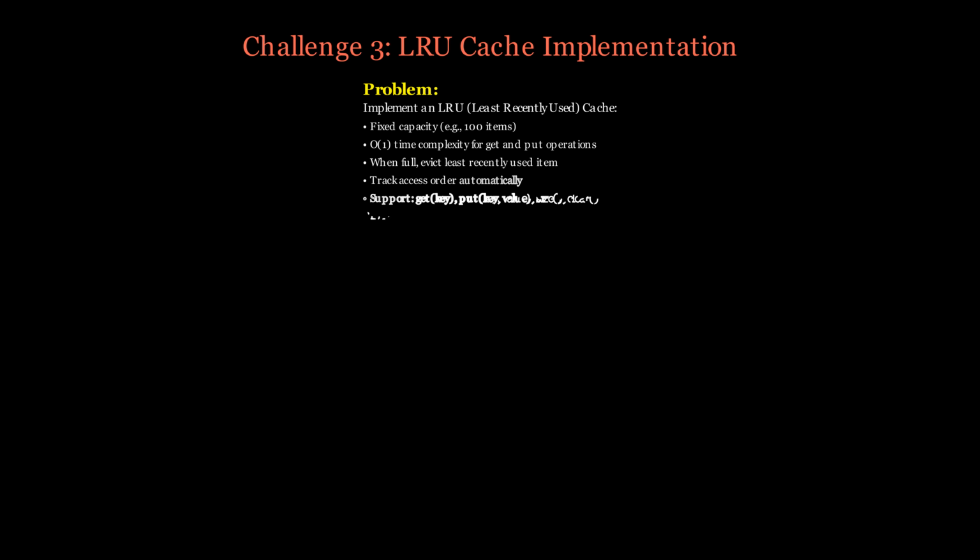The LRU cache maintains a fixed capacity. When you get or put an item, it becomes the most recently used. When the cache is full and you add a new item, the least recently used item is evicted. Both get and put must run in O(1) constant time. This requires combining a hash table for fast lookup with a doubly linked list for tracking access order. This is a classic problem asked at Google, Amazon, and Facebook interviews.